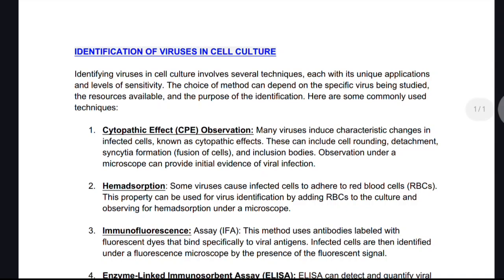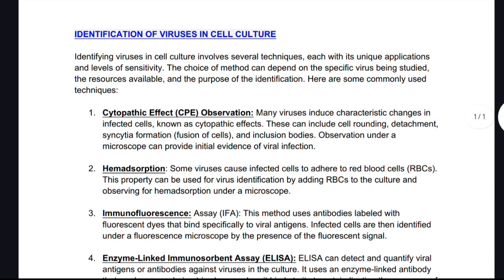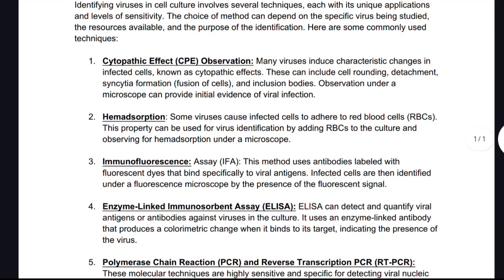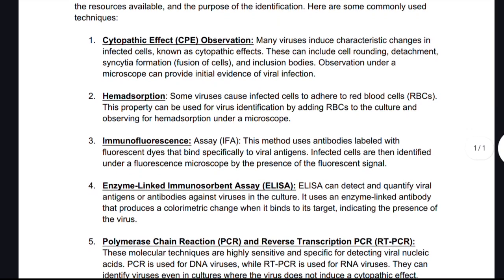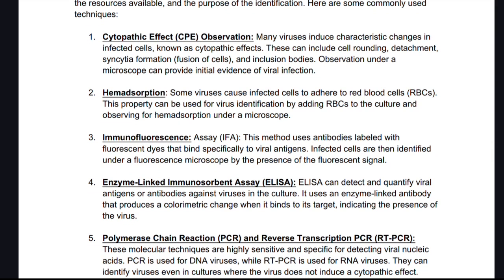Assalamu alaikum. The topic today is identification of viruses in cell culture. There are several techniques and different methods to identify the viruses in the cell culture, and these techniques are chosen depending upon the severity of the viruses, which virus is going to be under observation. So we have several types of techniques to detect the virus in culture media.